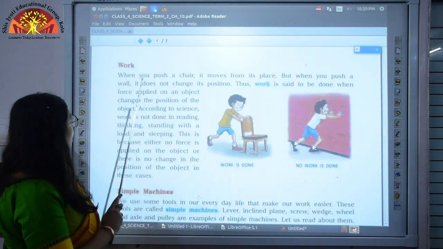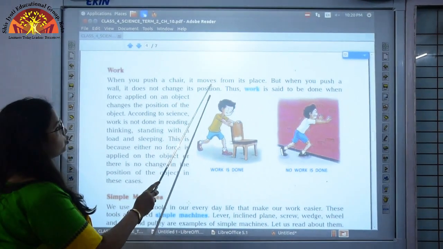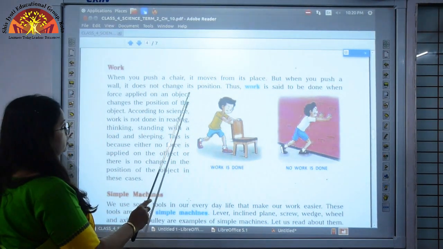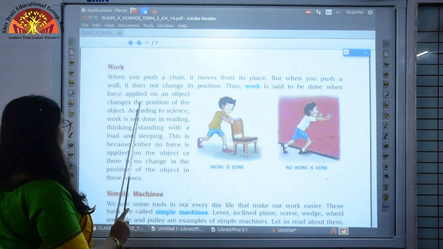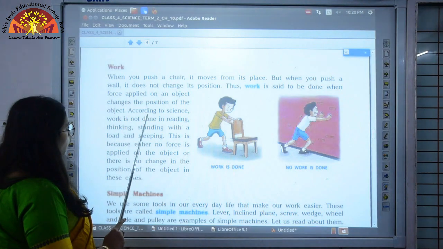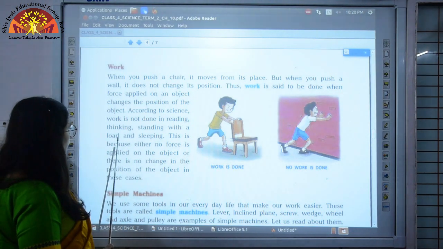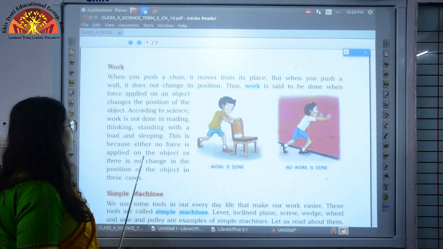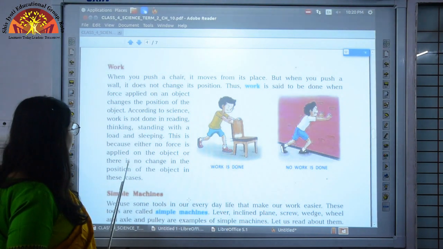So, children, now we come to the next topic, it is work. When you push a chair, it moves from its place, but when you push a wall, it does not change its position. Thus, work is said to be done when force applied on an object changes the position of the object. According to science, work is not done in reading, thinking, standing with a load and sleeping. This is because either no force is applied on the object or there is no change in the position of the object in these cases.